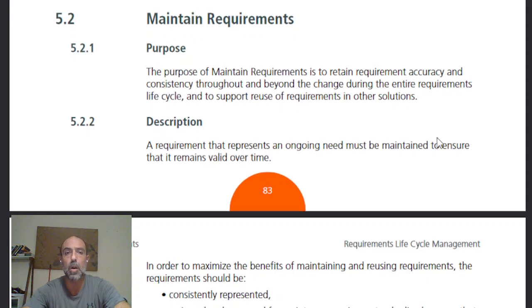So maintain requirements. What's the purpose of it? The purpose of maintain requirements is to retain requirement accuracy and consistency throughout and beyond the change during the entire requirements lifecycle, and to support reuse of requirements and other solutions.